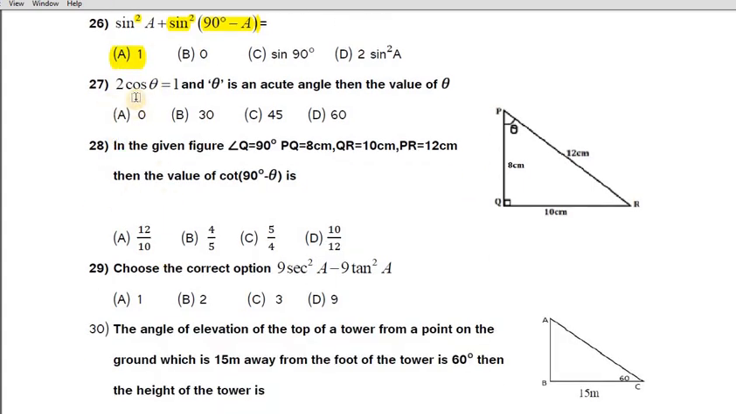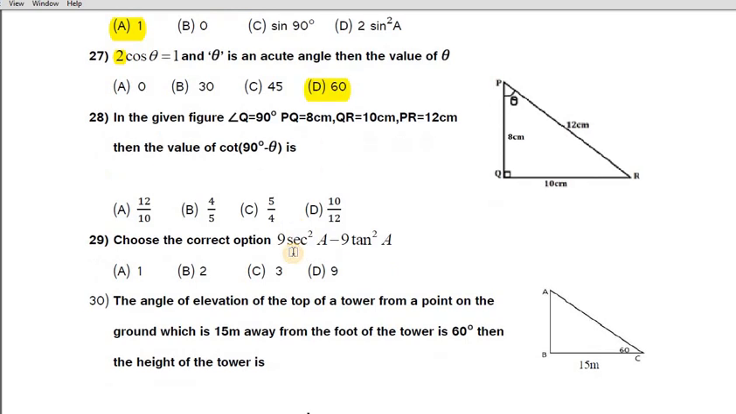Question number 27. 2 cos theta equals 1 and theta is an acute angle. Then the value of theta. Given options are 0, 30, 45, 60. Easily you can answer this question, children. See, this 2 transfer to right side, we get 1 by 2. So for what angle of cos do we get 1 by 2? That is 60 degree. So option D is correct.